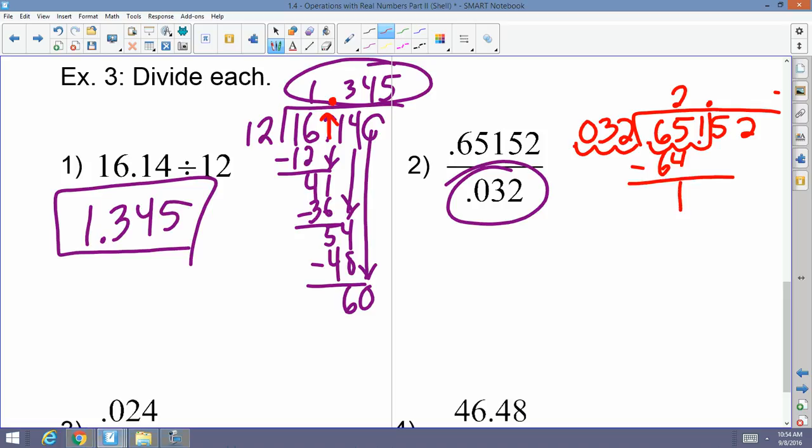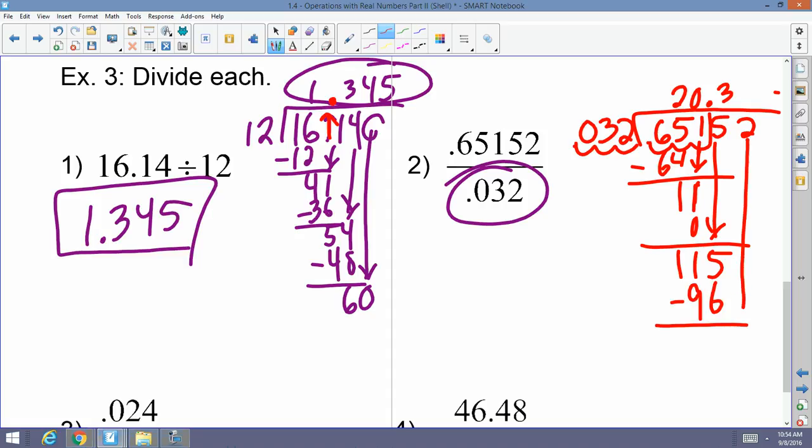And this drops down to 11. So now that's 0. Now this goes in, not 4, it's going to be 3 times. That's going to be 96. Now I drop down this 2, so that's going to be 9. So that's 192, and that's going to go in 6 times on the money. And there you go.